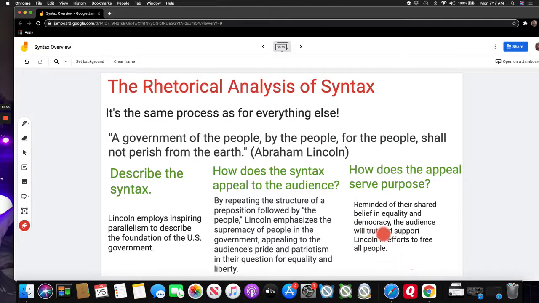And I have a typo there that I will fix. So syntax, again, all of our process for rhetorical analysis is the same. We're just looking at individual different elements.